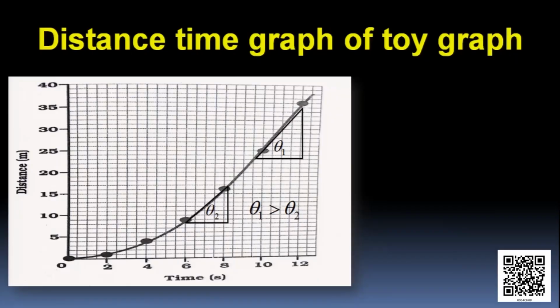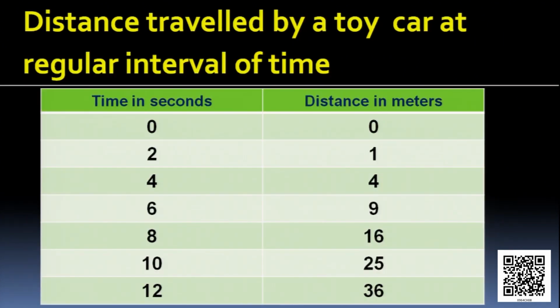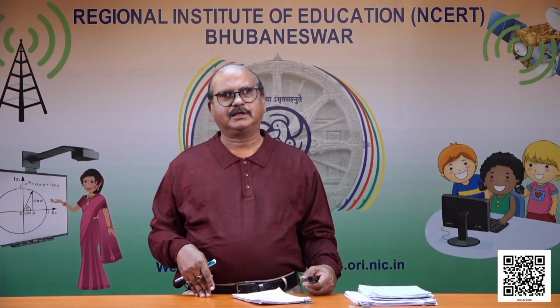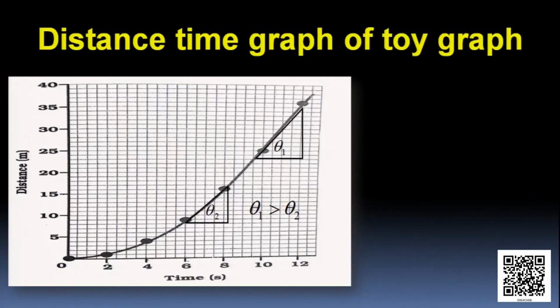What is this graph first of all? Again, the distance time graph of a toy car. Because this particular table is represented graphically with the help of the distance time graph. So this graph shows the relationship between two physical quantities, distance and time. Distance is the dependent physical quantity or dependent variable. Here time is the independent variable.